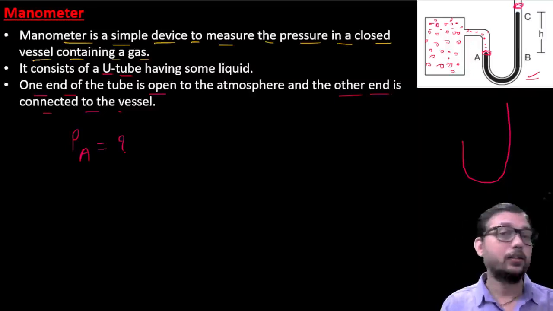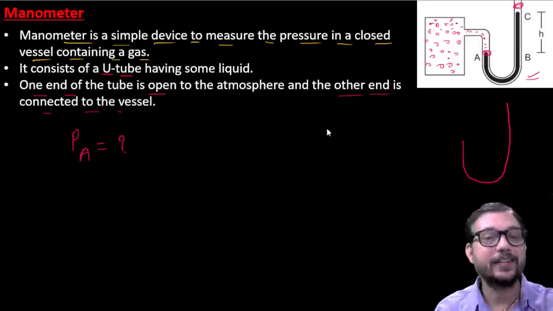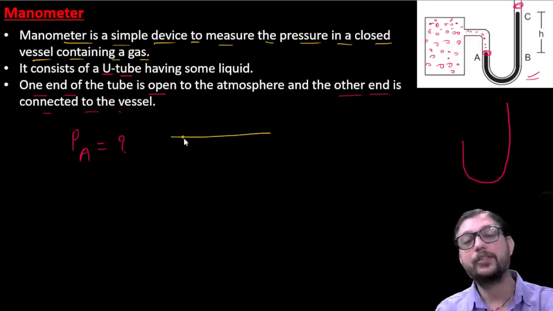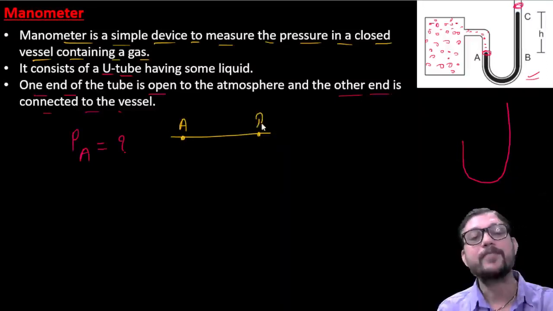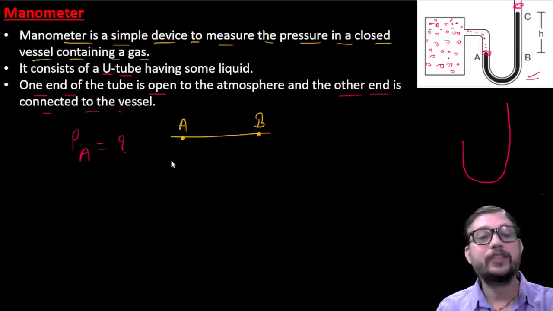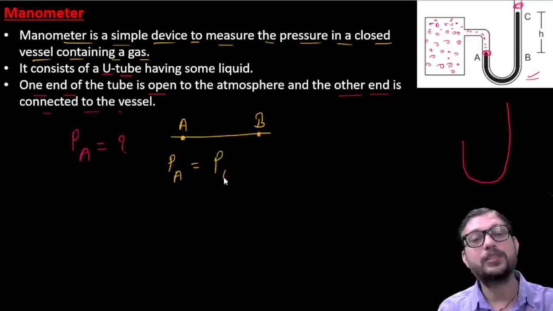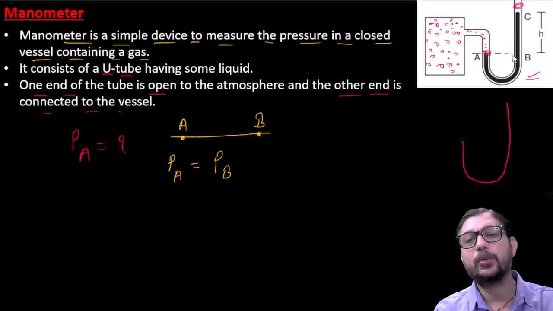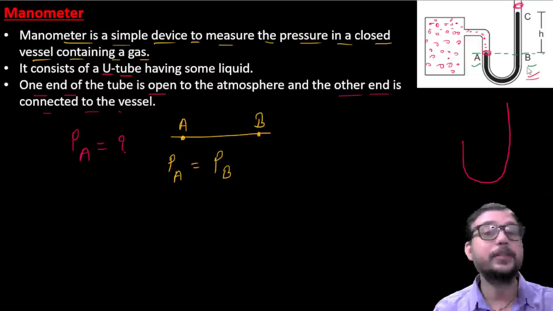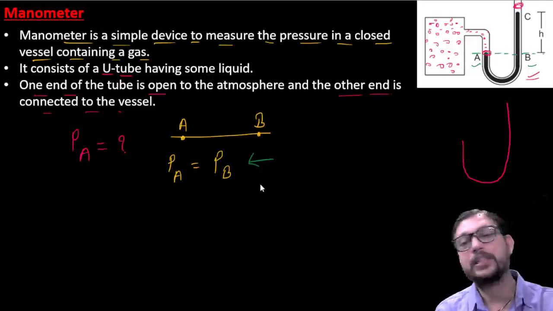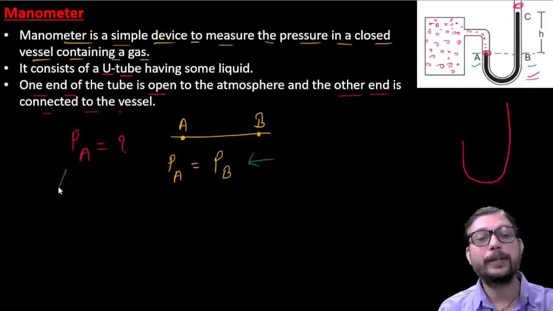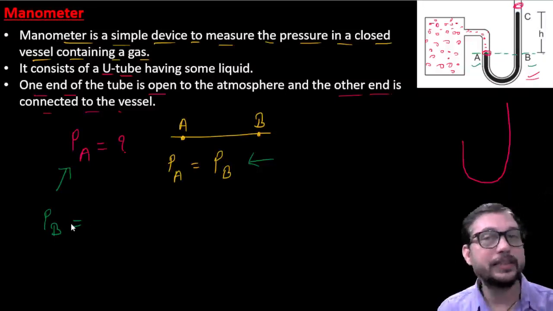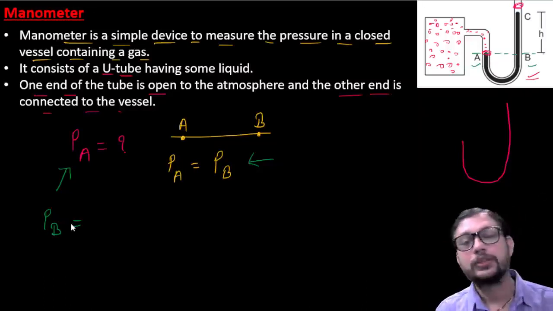Now here we have a basic principle. The principle says that if we talk about the same level in a fluid, let's suppose we have two points A and B on the same level, then the pressure at point A must equal the pressure at point B. Here you can easily see that this is your level, and points A and B are both at the same level, so this concept is applicable here. It means if we want to find the pressure at point A, we have to calculate the pressure at point B, because whatever pressure is at point B must be equal to the pressure at point A.